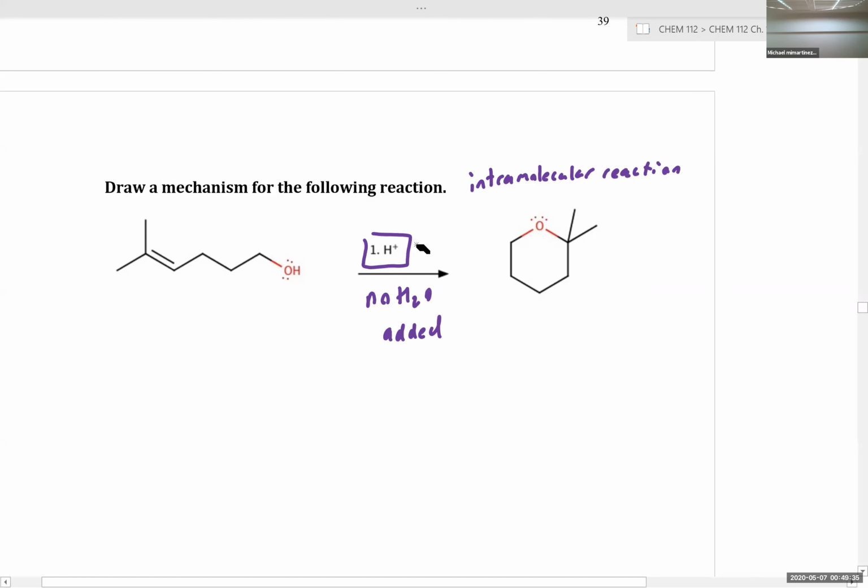You're welcome to draw the acid in this case as H3O plus, just to make it easier to draw the mechanism out. So let's take a moment. Let's try and draw the mechanism for the following intramolecular reaction. So there's no extra water added beyond the trace amount of acid needed to kickstart this reaction. And I'd like you to draw the mechanism for this reaction.